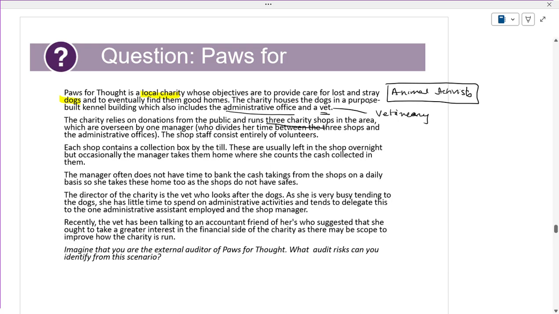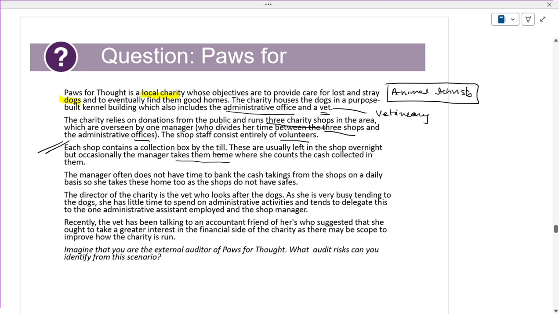The charity relies on donations from the public and runs 3 charity shops in the area, which are overseen by one manager, only one manager, who divides her time between 3 jobs. How is it possible? It's not possible. For 3 shops and administration, one person is looking after 4 activities. The shop staff consists entirely of volunteers, with less responsibility, very simple. Each shop contains a collection box or tin. They are usually left in the shop overnight, which is under no control. But occasionally the manager will take them home, where she counts the cash collected.